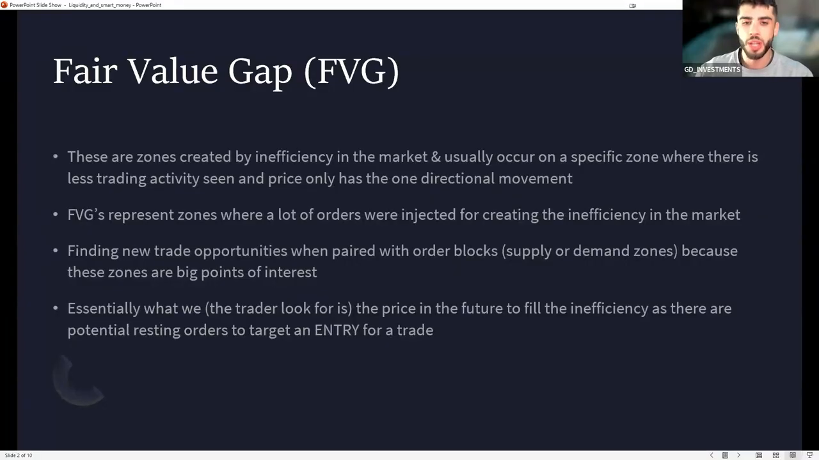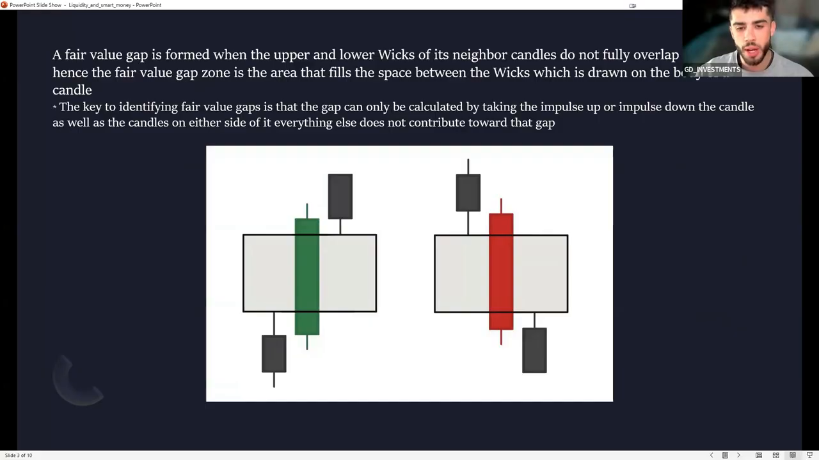So first, we must understand what are fair value gaps. Essentially, they're as simple as this. They're basically where buy orders and sell orders were injected into the market, creating an inefficiency within that candle. And as traders, we want to see price retrace back into those areas to see buy or sell orders get filled. Now, how do we identify these fair value gaps?